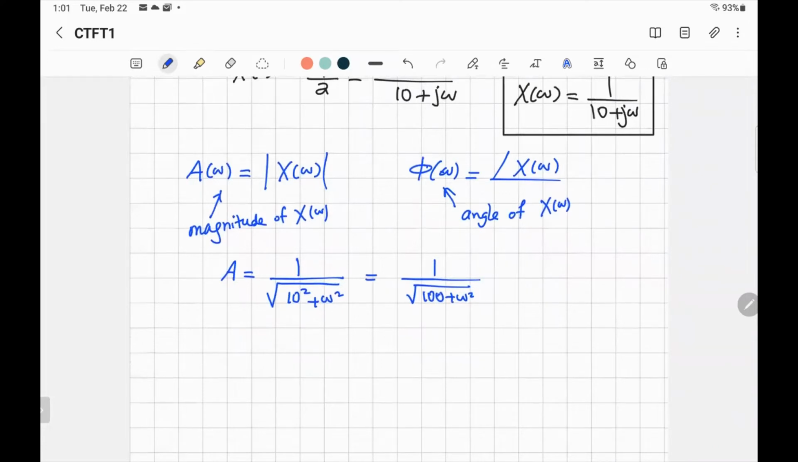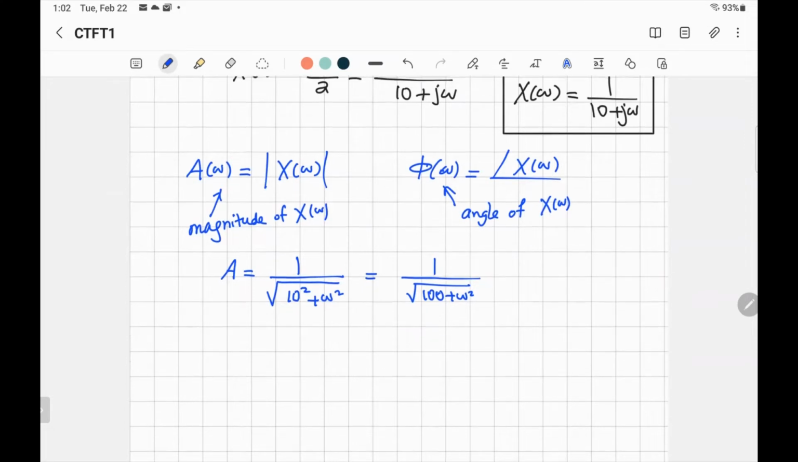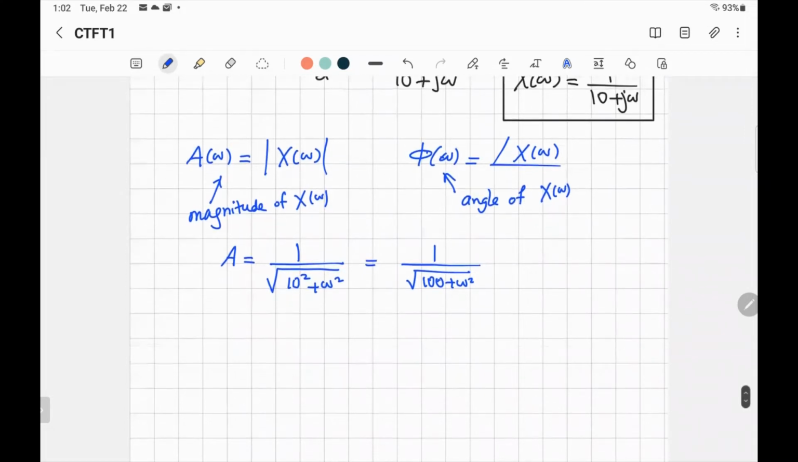Now we are going to find the expression for the phase angle. How do you find the magnitude of a complex number? Let me just give you this one: 3 plus j4. Can you find the magnitude of this? It's just going to be the square root of 3 squared plus 4 squared, because when you sketch it, you have 3 on the real axis and 4 on the imaginary axis. So that would be 5. All right, so now we'll go back.